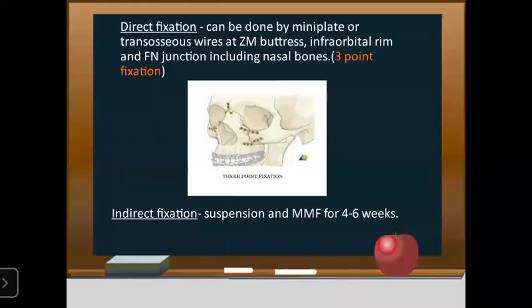Direct fixation in case of Le Fort fracture can be done by miniplate or transverse wiring at the zygomatic buttress, infraorbital rim, and frontonasal junction, including the nasal bones, which is also called three-point fixation. And indirect fixation can be done by suspension and maxillomandibular fixation for 4 to 6 weeks.